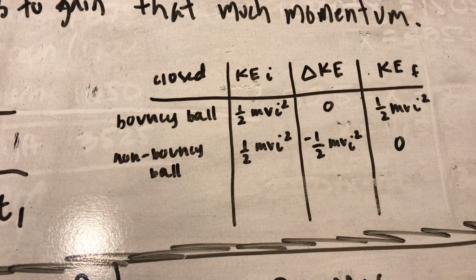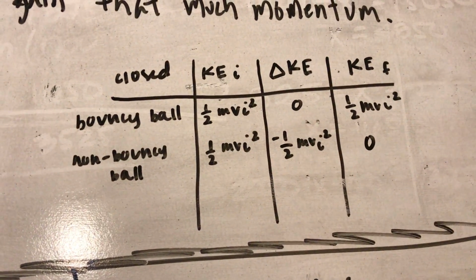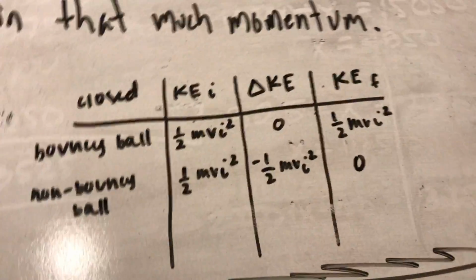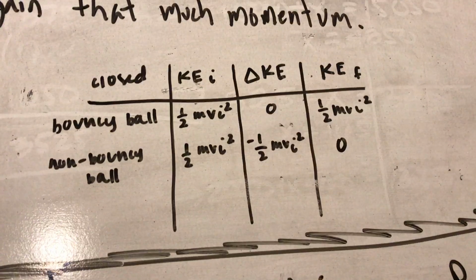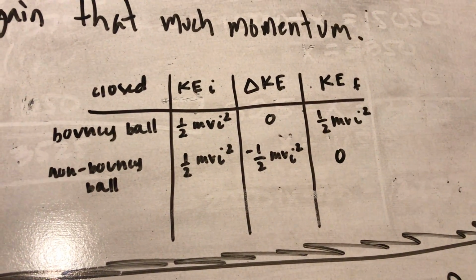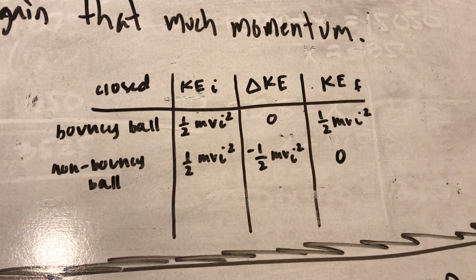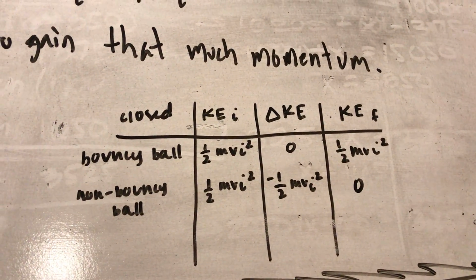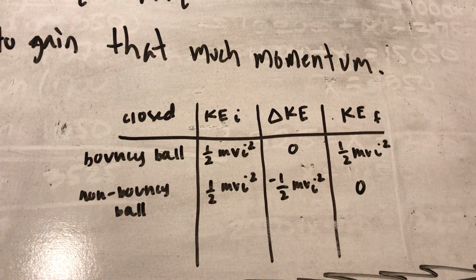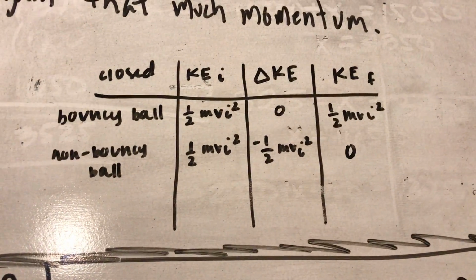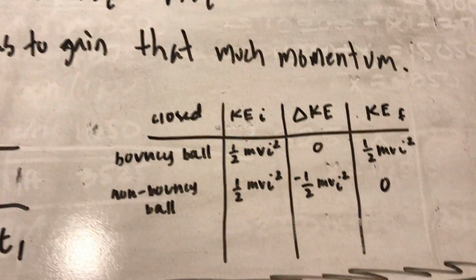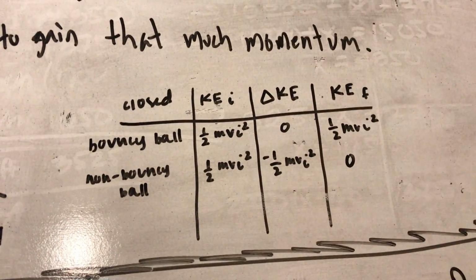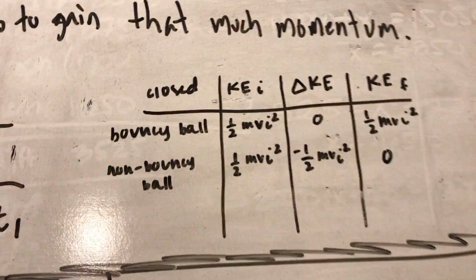It is also a closed system for kinetic energy. The bouncing ball's initial kinetic energy is 1/2 the mass times velocity initial squared. The change in kinetic energy is 0, and the kinetic energy final is 1/2 mass times VI squared. The non-bouncing ball is one that doesn't bounce back up. It has an initial kinetic energy of 1/2 mass times velocity initial squared, and the change is negative 1/2 mass times velocity initial squared. Kinetic energy final is 0 for the non-bouncing ball.